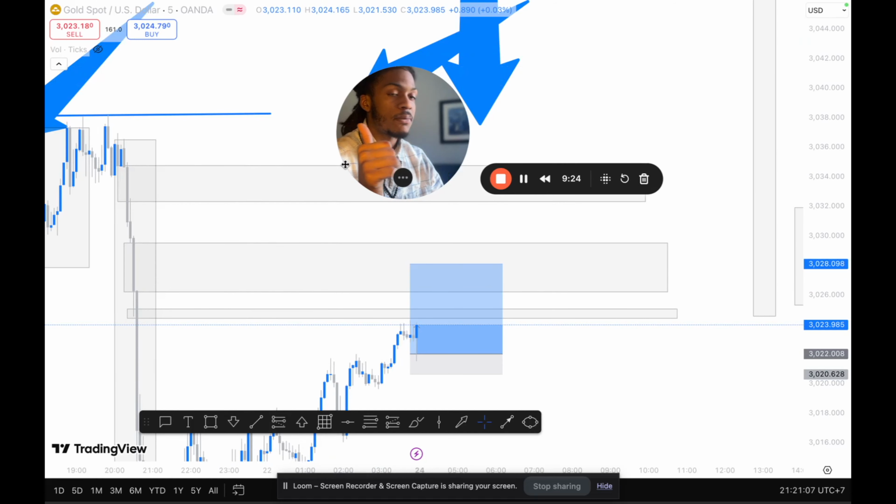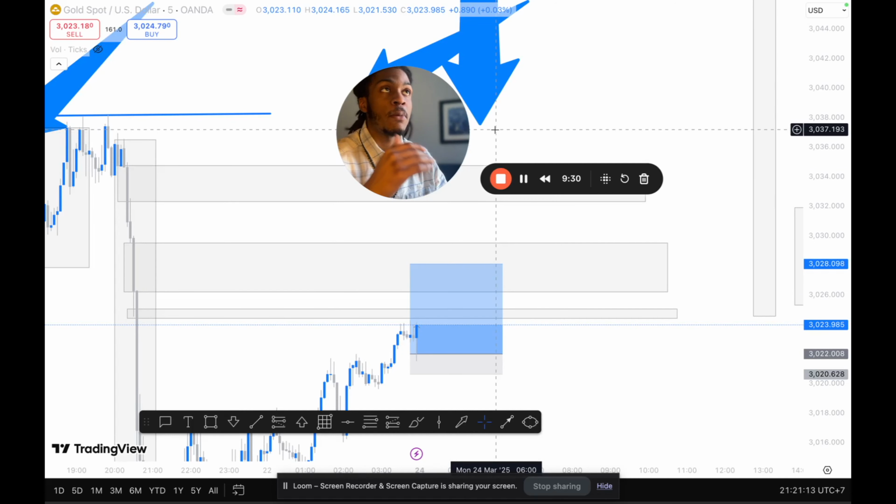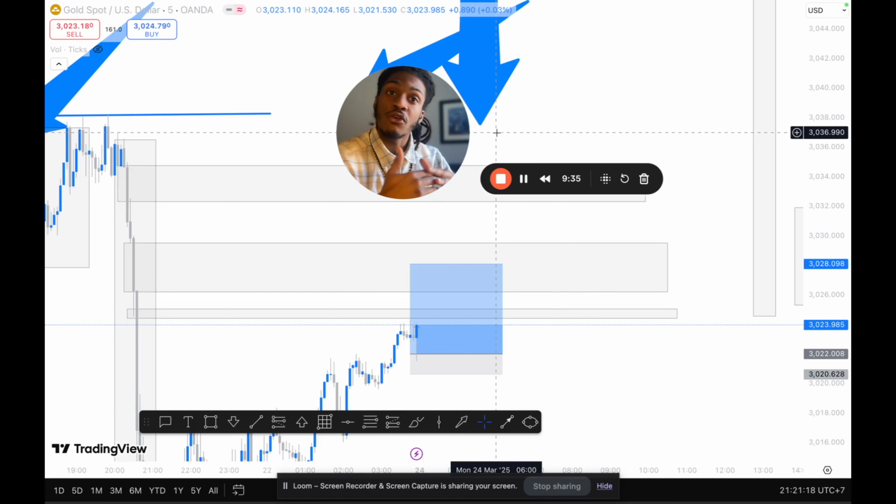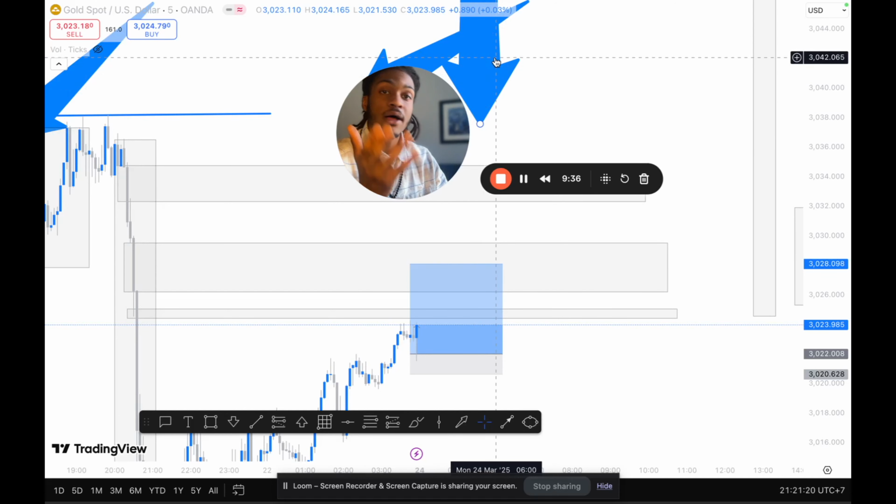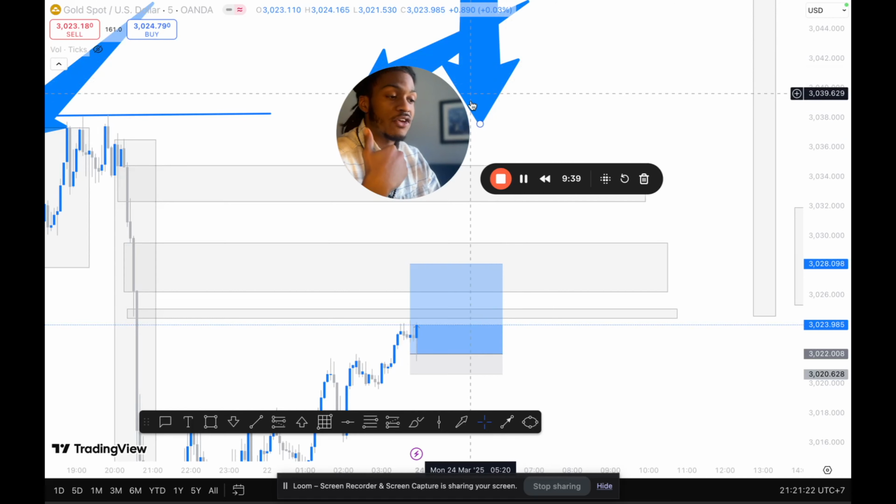So yeah, the first step is market structure, identify your trend. And once you establish your trend, how you're actually going to find your fair value gaps is by finding them at the top part of the range. So if you're selling high, your fair value gap should be high. And if you're buying low, your fair value gap should be low.